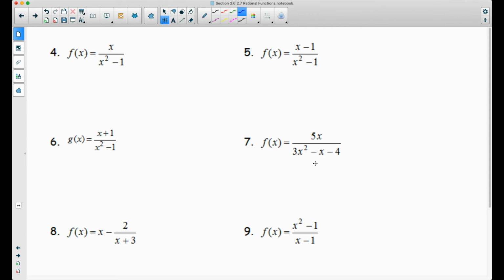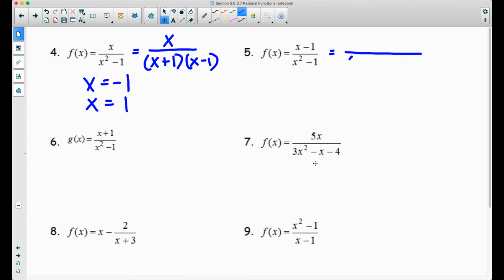All right, so for the first one, we can factor: x plus 1, x minus 1. Can I cross anything out? No. So my vertical asymptotes would be x equals -1 and x equals +1. So I would just draw dashed lines at -1 and +1. Okay?